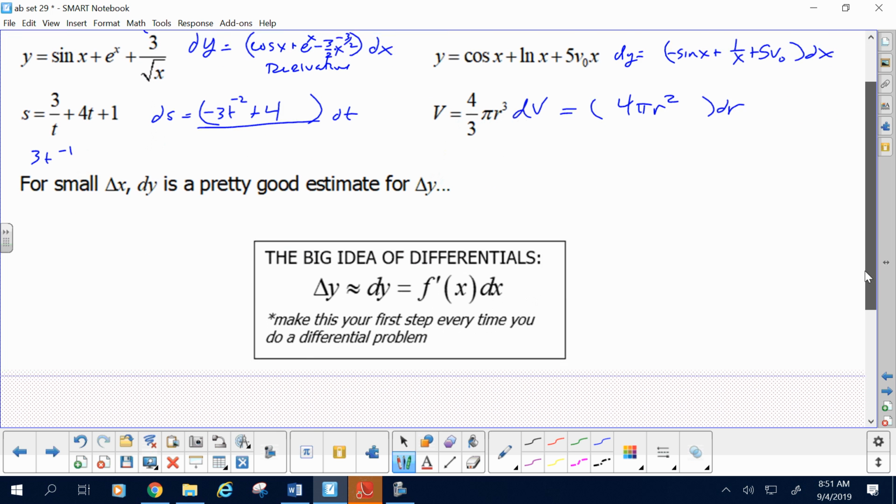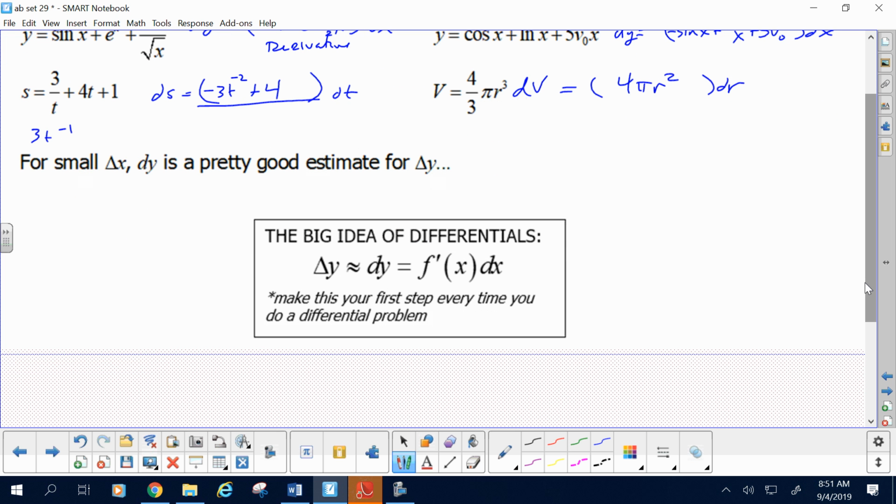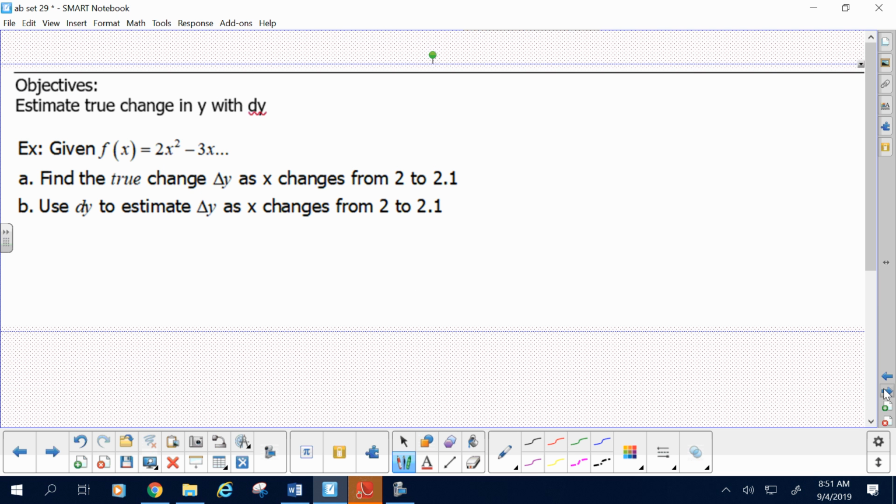Okay, now then, for small delta x's, dy is a pretty darn good estimate of delta y. That's the next idea, but I guess this is kind of in the wrong order. But this is the big idea of the day. True change in y can be estimated by the differential dy, and we just found out that the differential dy is the derivative times a little change in the independent variable, right? So let's gradually get to how this can be used. Right now it's just a bunch of symbol pushing, right?